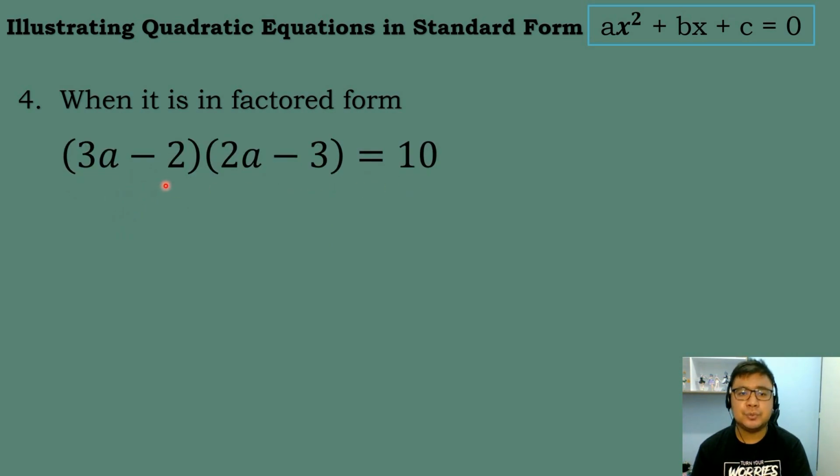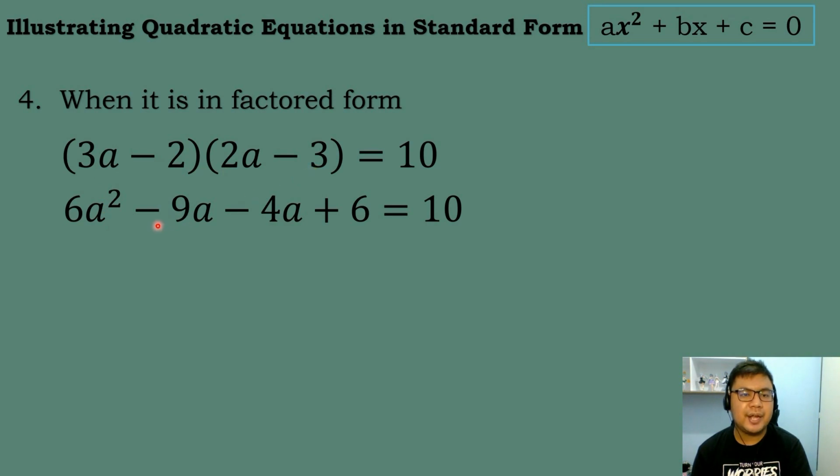So we have 3a minus 2 times the quantity 2a minus 3 is equal to 10. So paano gagawin natin dito? So we will apply distributive property. So 3a times 2a is equal to 6a squared. Then 3a times negative 3 is equal to negative 9a. And then negative 2 times 2a is equal to negative 4a. And then negative 2 times negative 3 will be equal to positive 6. And then bring down mo lang yung 10.